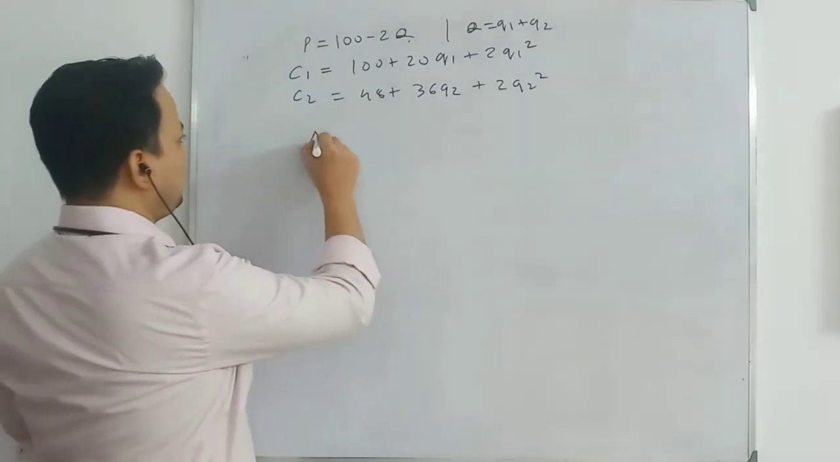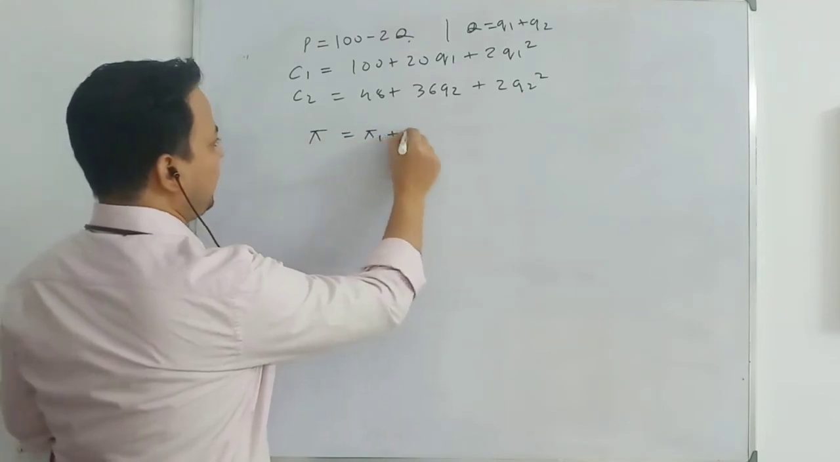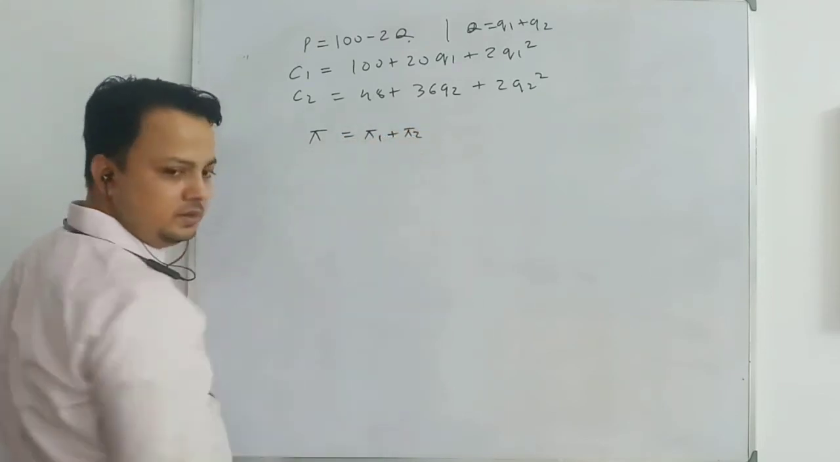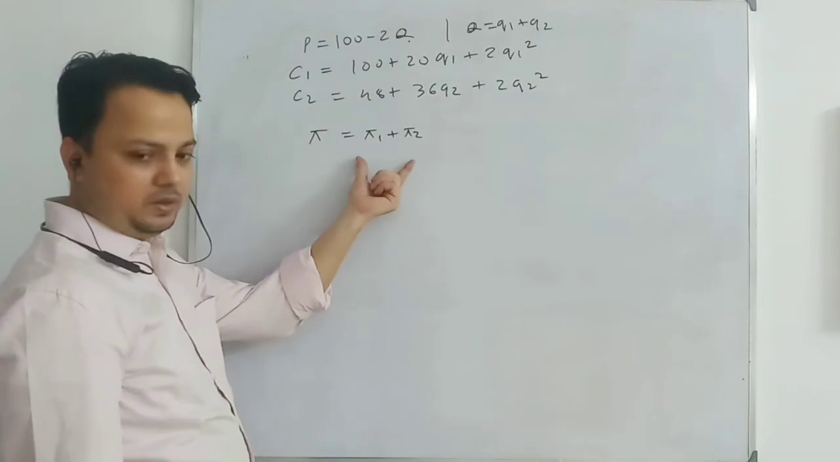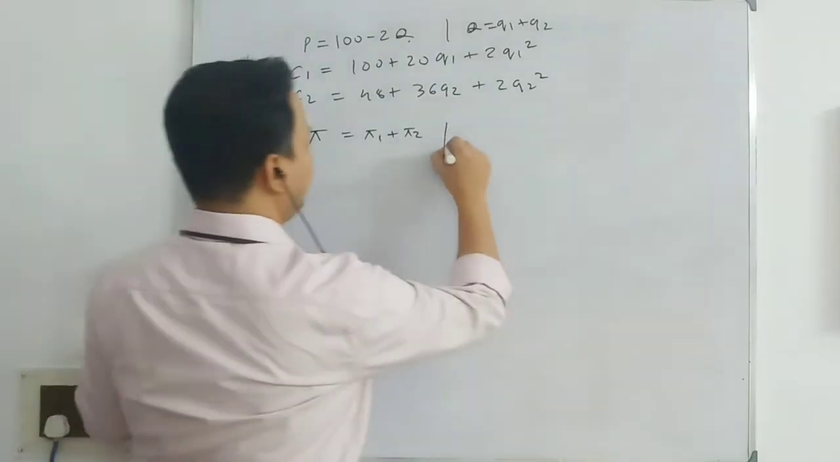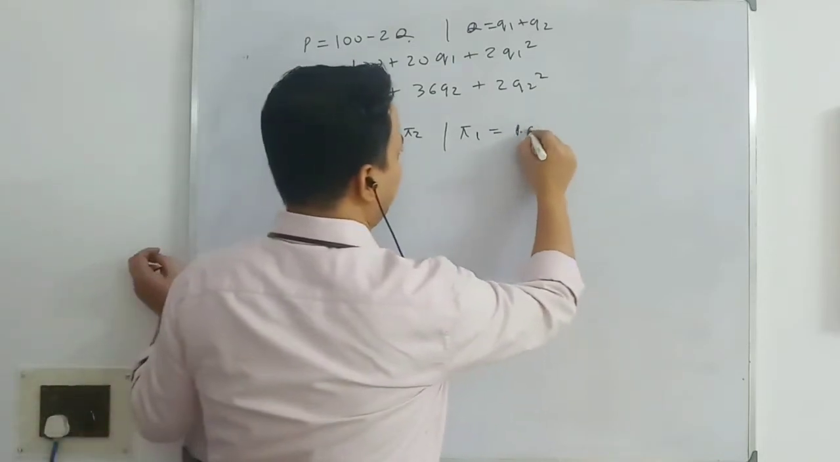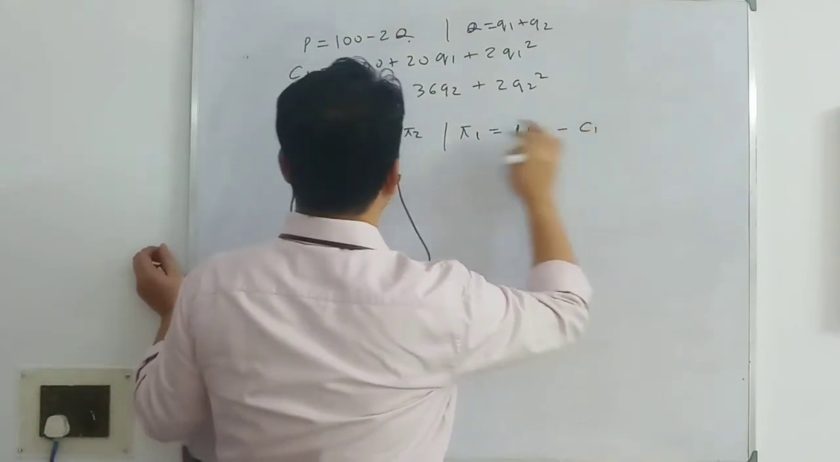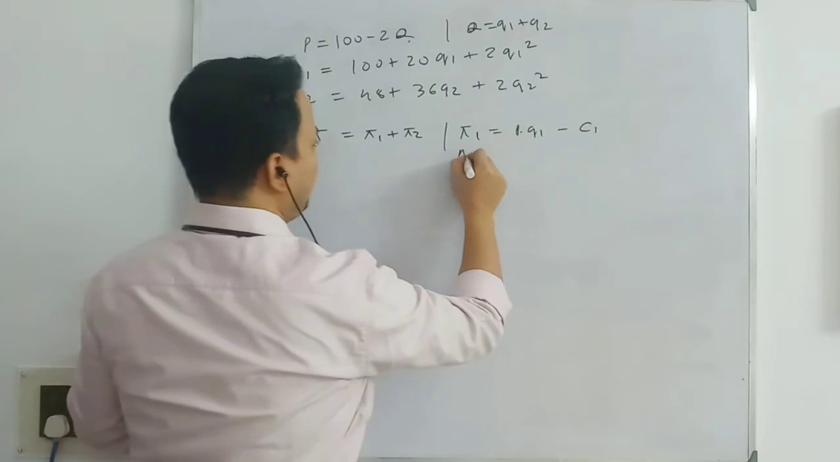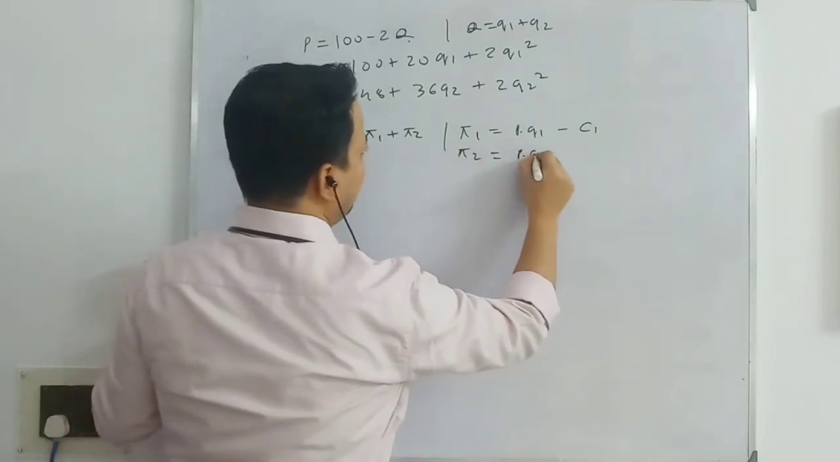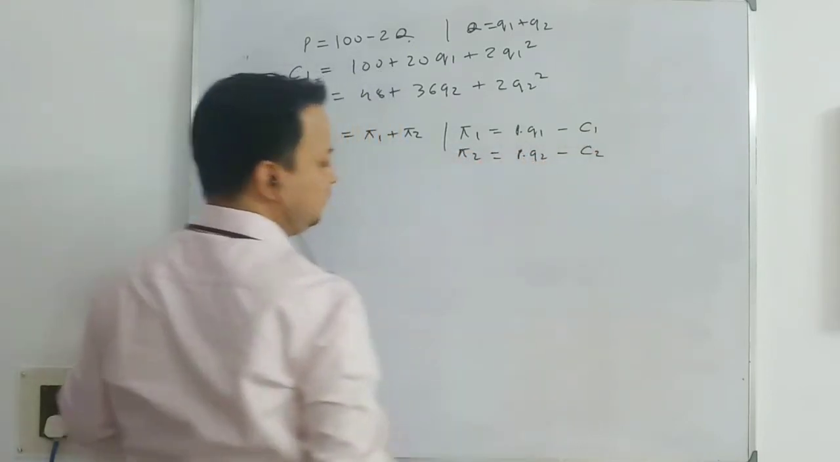So I have to look at the joint profit of firm 1 and firm 2, and I have to maximize the joint profit. What is the profit of firm 1? Profit of firm 1 is price into output of firm 1 minus cost of firm 1. Okay, profit of firm 2 is what? Price into output of firm 2 minus cost of firm 2.